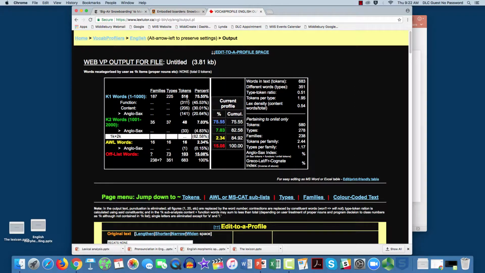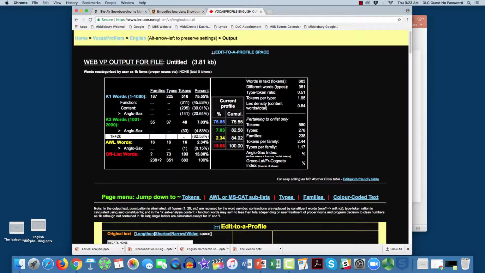So what we can see is that 75% of all of the words in that text that I copied and pasted are from this K1 word list. Another 7% is the K2, so K1 plus K2 together is 82.58%. So roughly 83% of the words are among the most common 2,000 words in English. That means if you only knew 2,000 words in English, and the 2,000 words that you knew were the most frequent 2,000 words, you would be able to understand, or you would know, quote unquote, 83% of the words in this text.